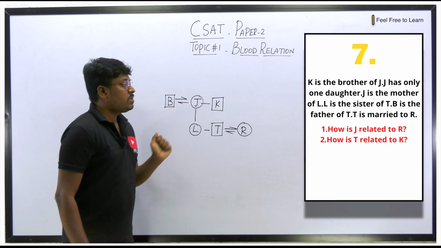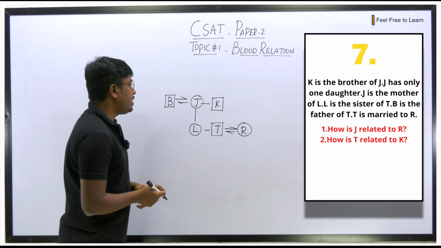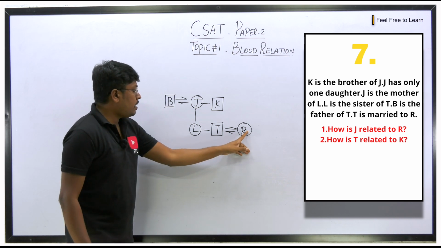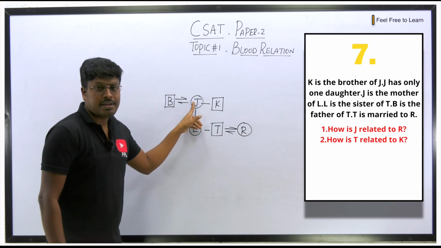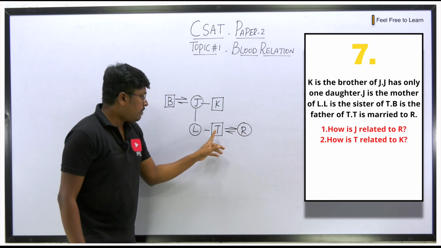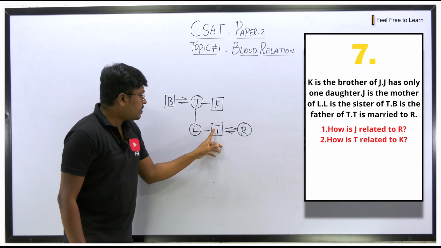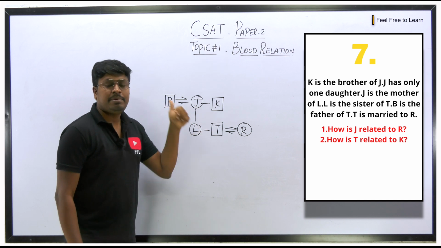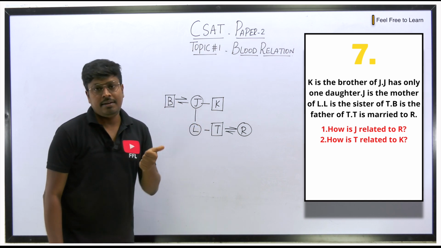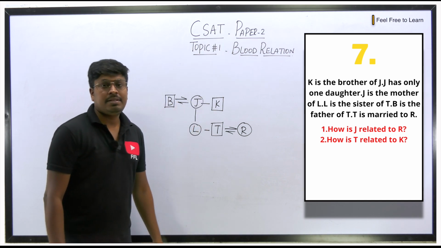So finally we have read all the points in the given passage, and we have drawn the tree diagram. So what is the first question? How is J related to R? From R, our target is to find what the relation of J is. From R, T will be the husband. Husband's mother is J. So husband's mother should be called mother-in-law. So the answer for the first question is mother-in-law.